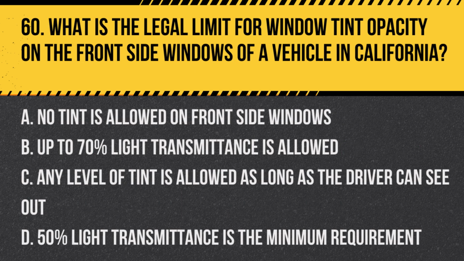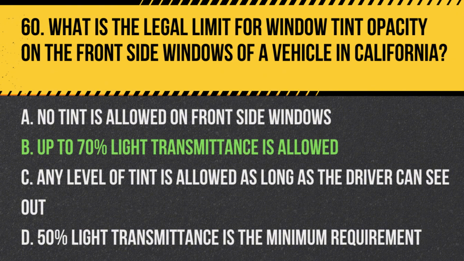Question 60. What is the legal limit for window tint opacity on the front side windows of a vehicle in California? A. No tint is allowed on front side windows. B. Up to 70% light transmittance is allowed. C. Any level of tint is allowed as long as the driver can see out. D. 50% light transmittance is the minimum requirement.